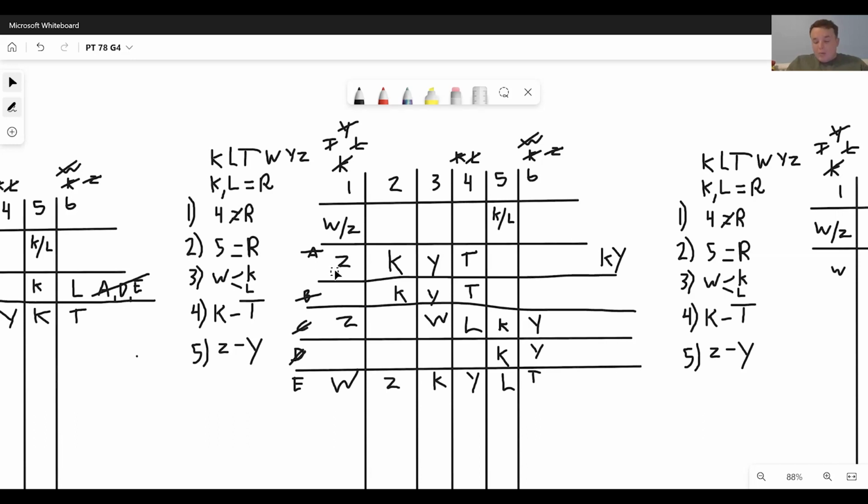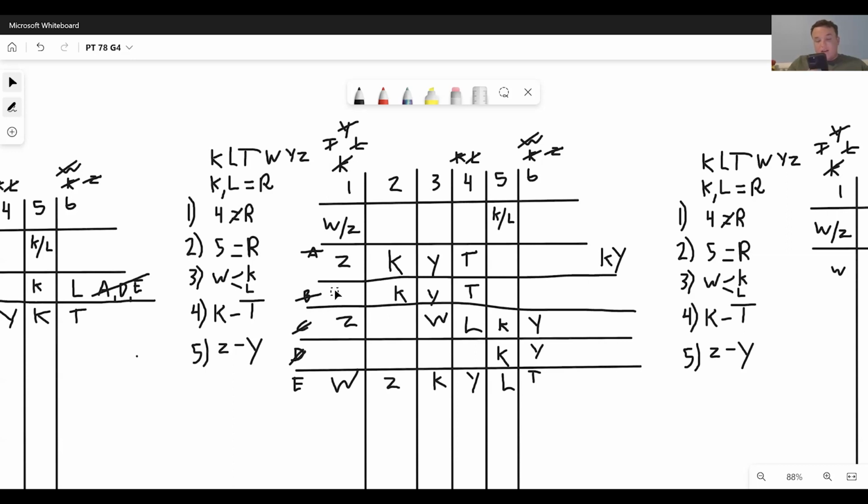Okay. Answer choice B says T's audition is fourth. Well, if T's audition is fourth, we know K has to come at some point before T. So we know K has to come second, because one is W or Z, and Y would then have to come third. And for the same reason as above, W and Z both can't come first. So we know B cannot be true.